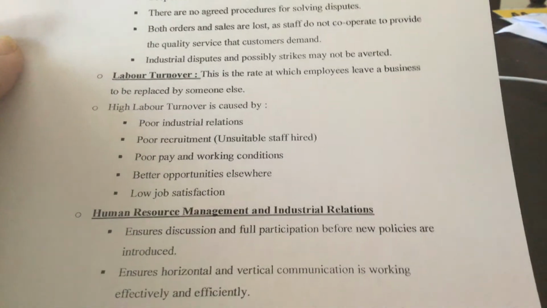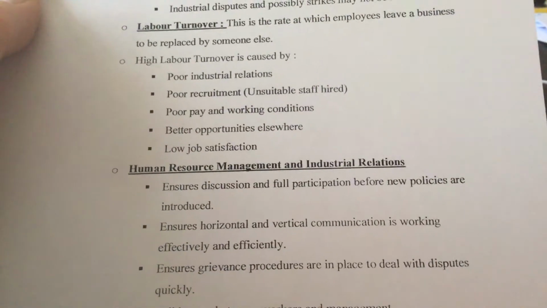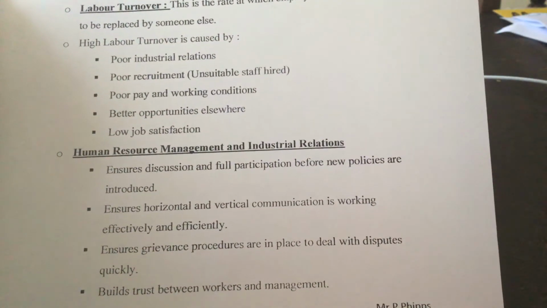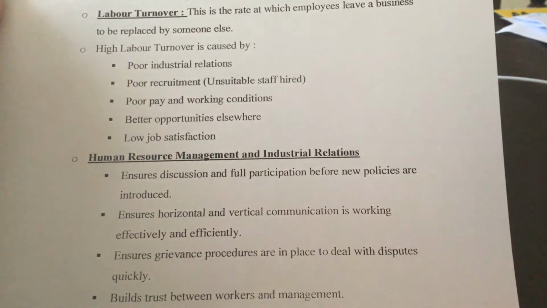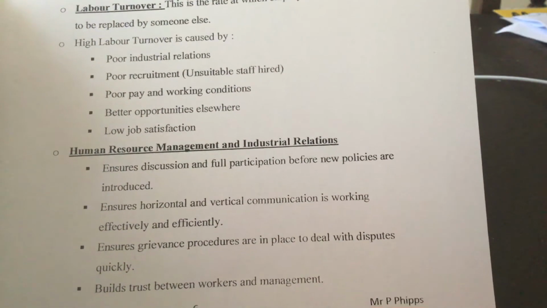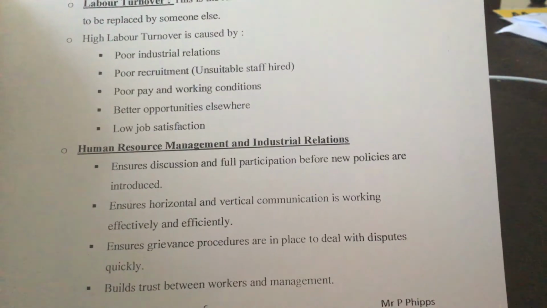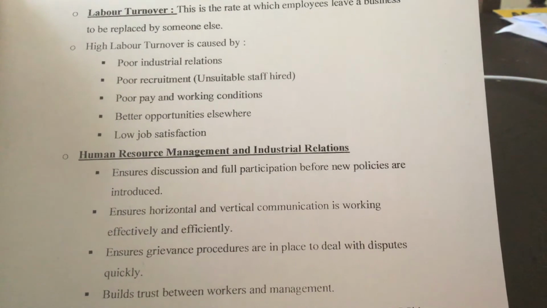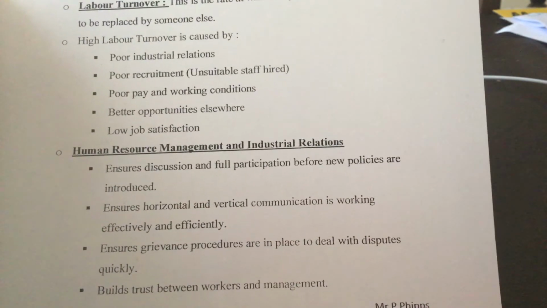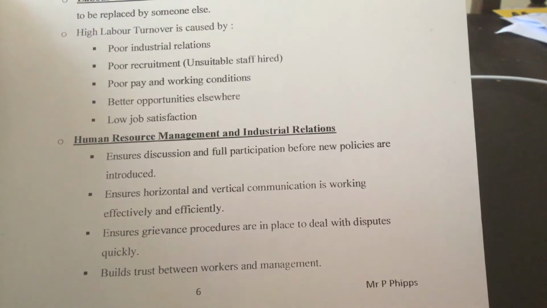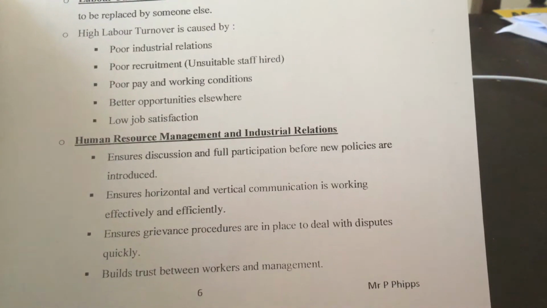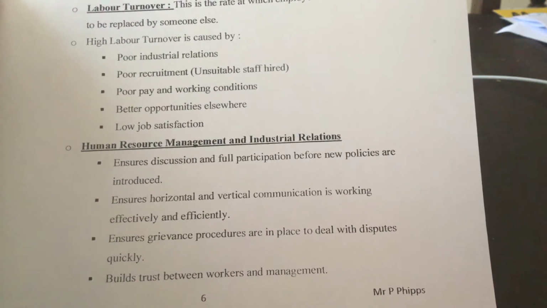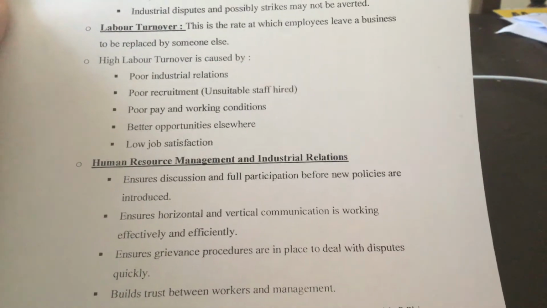Now, human resources manager and industrial relations. So in other words, how can the human resources manager influence industrial relations? HRM ensures discussion and full participation before new policies are introduced. Ensures horizontal and vertical communication is working effectively and efficiently. In other words, that communication up and down from boss to subordinate, from subordinate to boss, and across departments are working well. Ensures grievance procedures are in place to deal with disputes quickly. So grievance, then if you have a grievance, it does fester and it can get worse. So sort it out fast. And human resources manager can build trust between the workers and management.